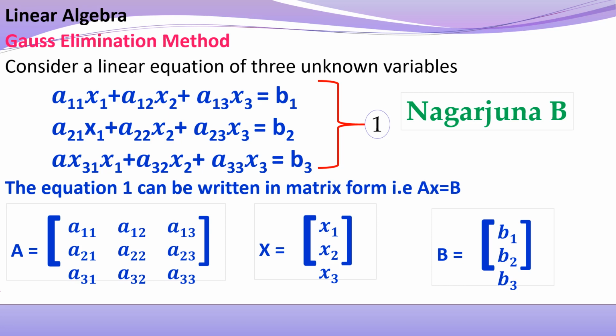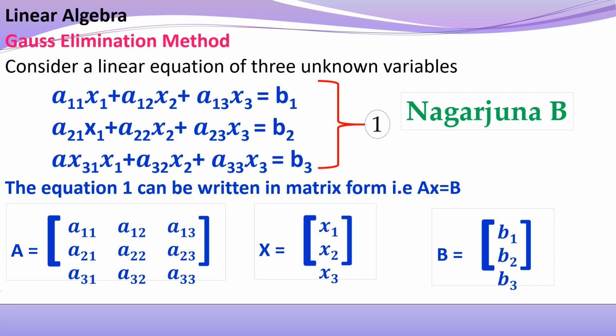It has three equations and three unknowns. The unknowns are x1, x2 and x3, and here we have considered three equations. Consider all together as equation 1. This equation 1 can be written in the form of a matrix, Ax is equal to b.